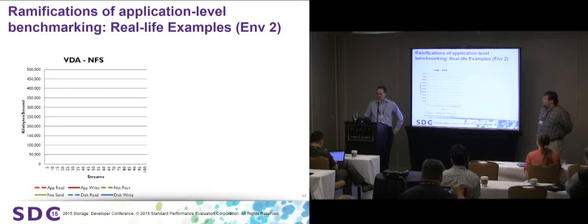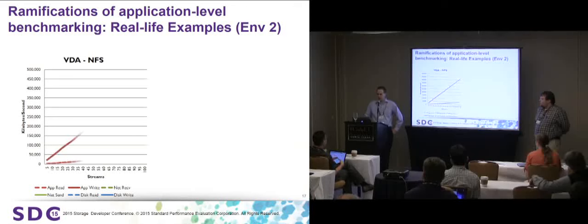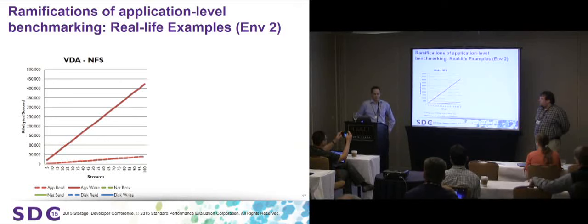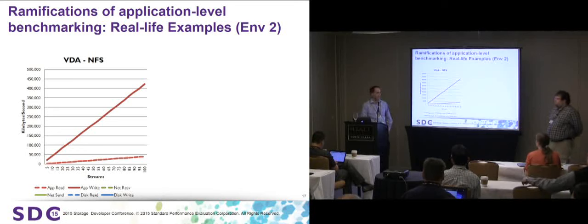So this is environment two. This was the clustered file system in the NFS case. And what we're looking at here is the data rate. And we're going to look at three different levels. So if we look at the reads and writes, kilobytes per second, from the application point of view, so this is from the SFS 2014 itself, you can see that there are a lot more writes than reads. It's about a 9-to-1 ratio.